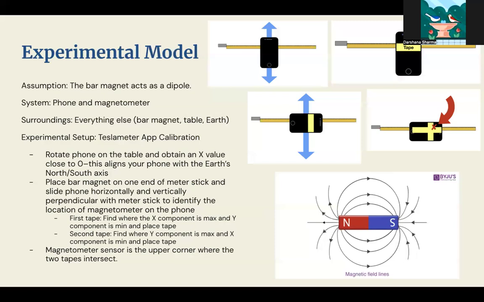For the experimental setup, first we have to calibrate the Tesla meter app by rotating the phone on the table and obtaining an X value close to 0. This aligns my phone with the north and south axis. Then I slide my phone perpendicularly and horizontally to find where the X and Y components are maximum and use tape to mark it, and that's where the magnetometer sensor is the strongest.